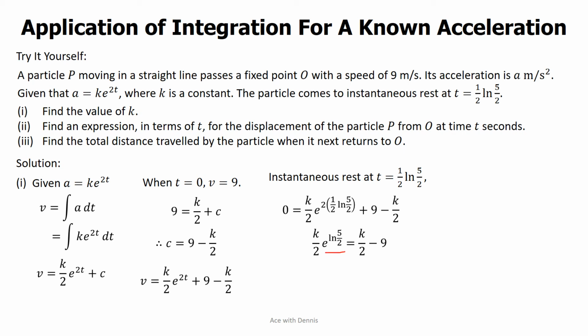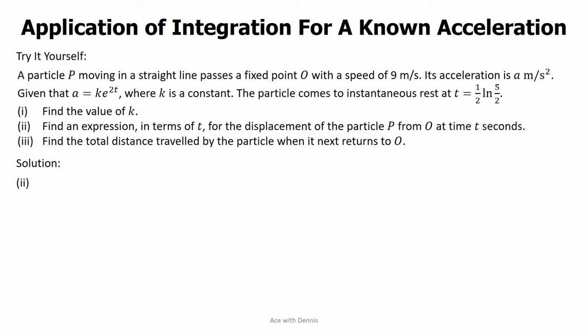So e to the power ln 5 over 2 gives us 5 over 2. And we get k over 2 times 5 over 2 equals k over 2 minus 9, which is 5 over 4 k equals k over 2 minus 9, or 3 over 4 k equals negative 9. And k is negative 12. So this is the answer for part 1.